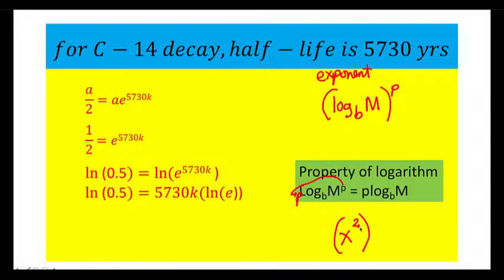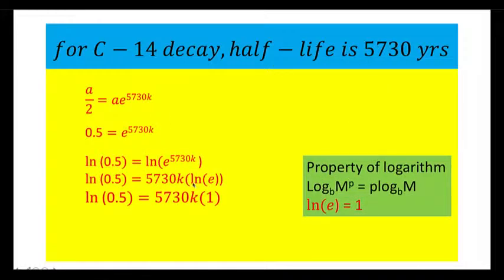Concretely, if you have x to the second, all raised to the third, we can simplify this by multiplying 3 times 2 to get x to the 2 times 3 is 6. Now, this log to the base b of m, you can think of that as this exponent and this p as the other exponent. When you simplify this, you are going to multiply this 2 times 3 to get 6. So multiplying p times this is now the same as p times this log to the base b of m. That's the reason why we have this property. And by applying that here, then we can put this exponent to the front to get 5,730k times ln of e.